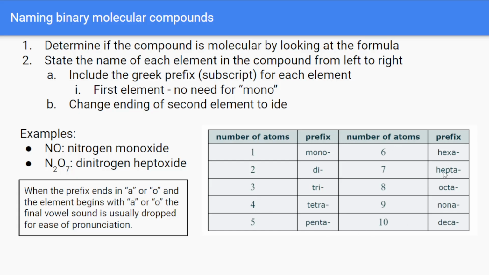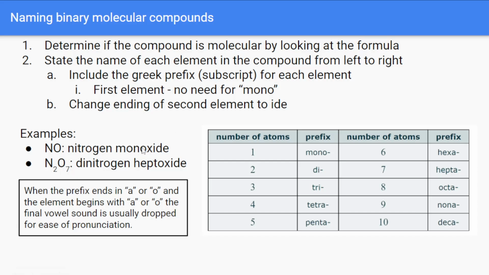You have to use the Greek prefixes in the name. So if there's one element, it's mono. If there's two, it's di. 3 is tri. 4 is tetra. 5 is penta. Hexa, hepta, octa, nona, deca.